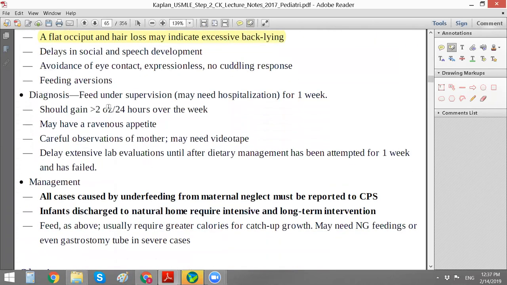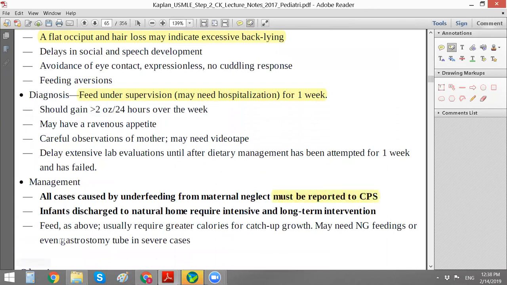Diagnosis: feed under supervision, may need hospitalization for 1 week. Should gain greater than 2 ounces per 24 hours over the week. May have a ravenous appetite. Careful observation of the mother, may need videotaping. Then delay extensive lab evaluations until after dietary management has been attempted for 1 week and has failed. Management: all cases caused by underfeeding from maternal neglect must be reported to CPS, Child Protective Services.